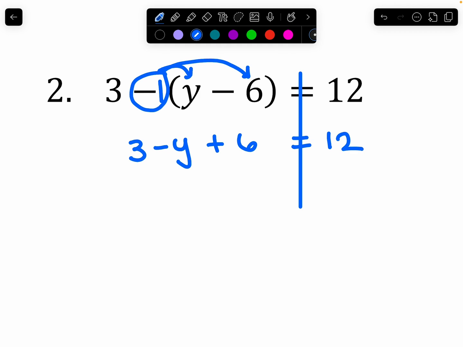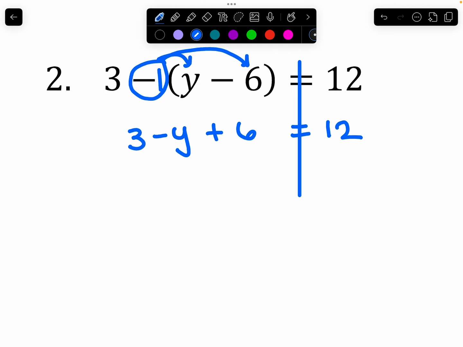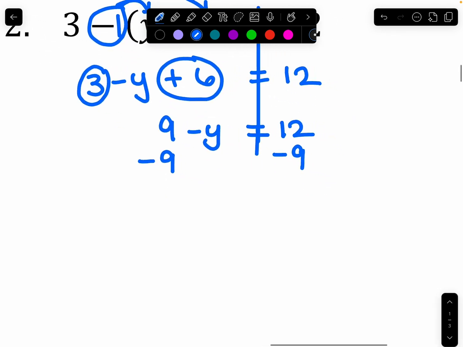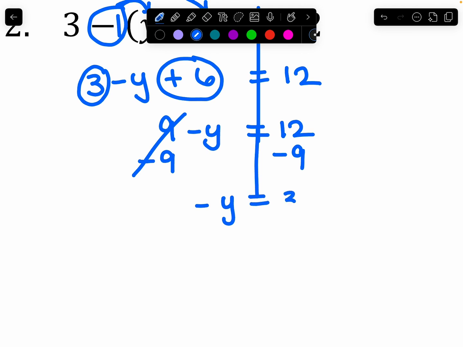So now on the left-hand side, I can actually go ahead and simplify. I've got this 3 and this 6. They're on the same side of the equal sign, so I'm just going to add them like I see them. 3 plus 6 is 9. So I have 9 minus y equals 12. From here, I would subtract 9 on both sides. That'll cancel. And we have that -y is equal to 3.